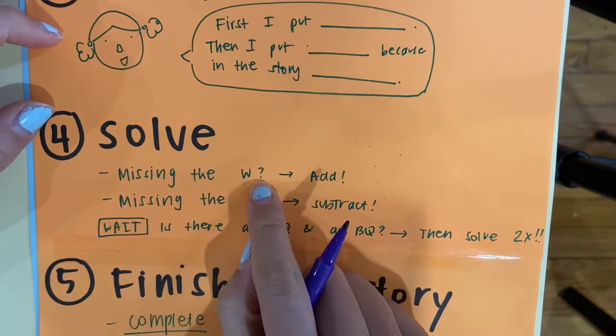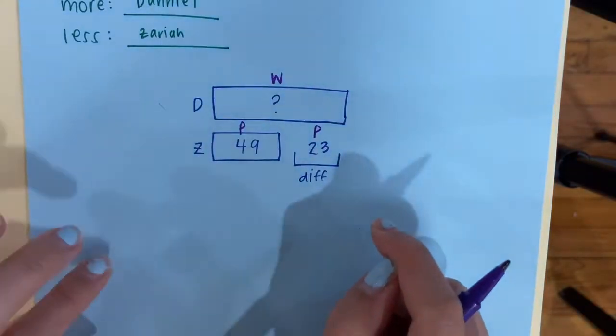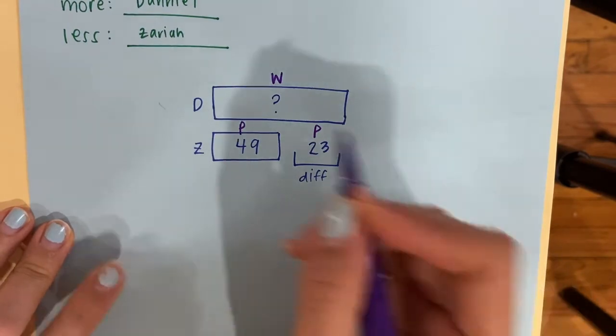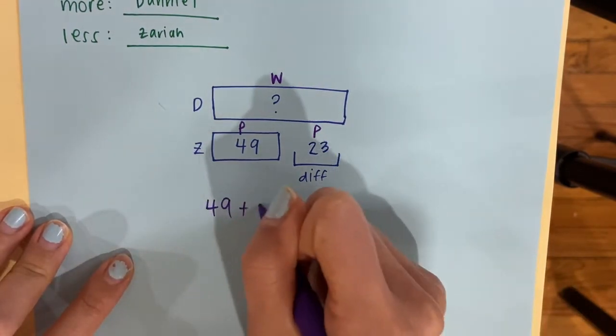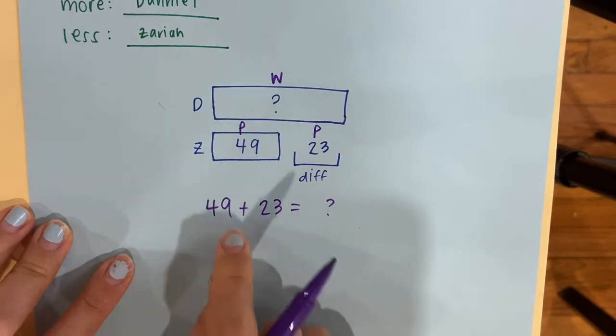When I'm missing the whole, I need to add. That's right, I need to add. So I'm going to write a number sentence that shows me I need to add. So 49 plus 23 equals question mark.